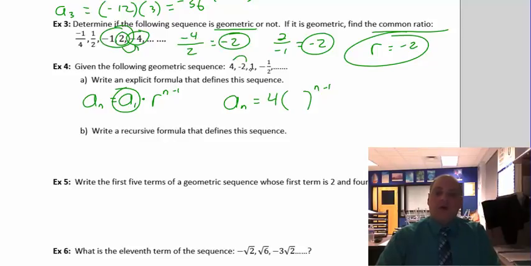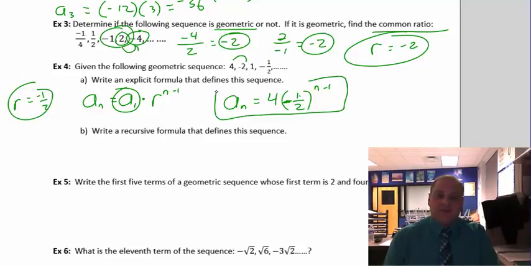How do I get from 4 to -2? I multiply by -1/2. Right? -2 is half of 4. 1 is half of 2. But because it goes positive, negative, the ratio must be negative. So the ratio is -1/2. R is -1/2. So I just plug that in, and here is my explicit formula for this sequence here.